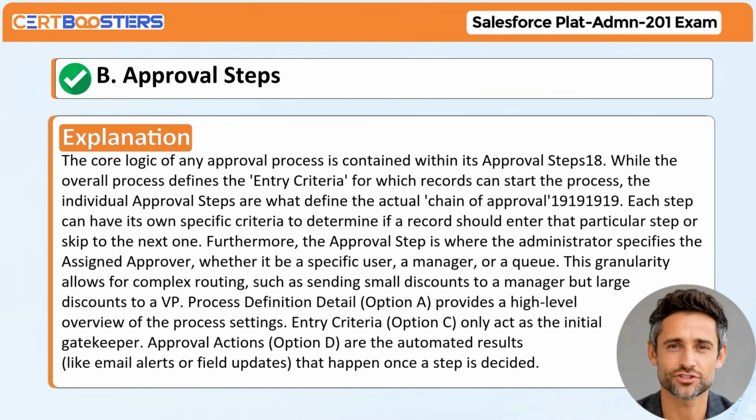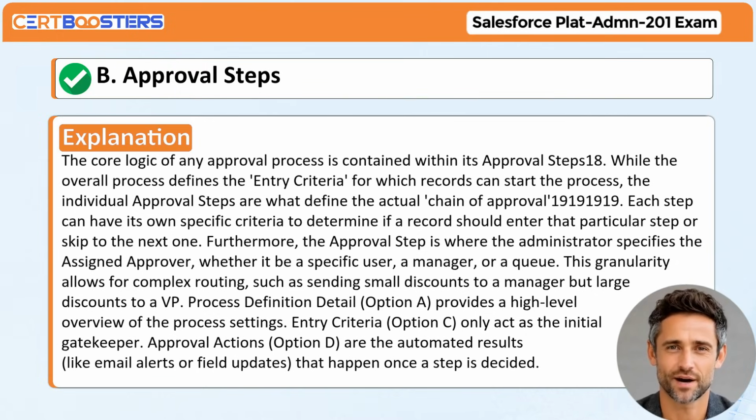Furthermore, the approval step is where the administrator specifies the assigned approver, whether it be a specific user, a manager, or a queue. This granularity allows for complex routing, such as sending small discounts to a manager, but large discounts to a VP. Process Definition Detail, Option A, provides a high-level overview of the process settings.